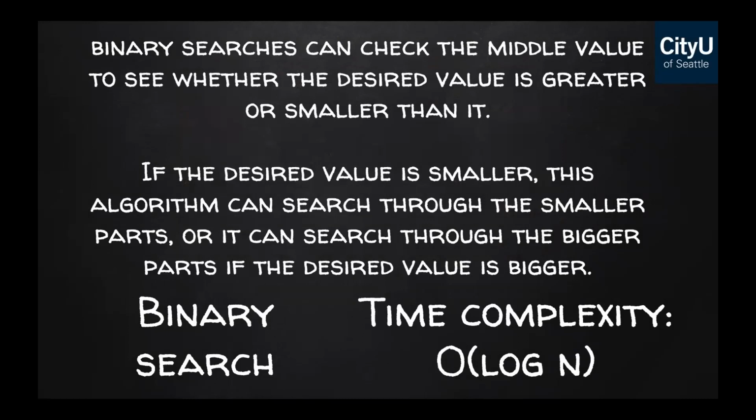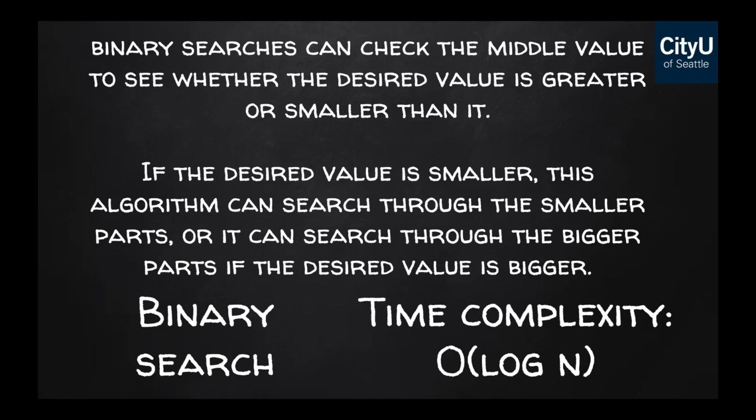Binary search can check the middle value to see whether the desired value is greater or smaller than it. So in binary search, we always start at the middle of the array. If we see the number right away, return it. If not, go to the left or go to the right. So how do we go left or right? Does this only work in sorted arrays? Yep, correct.